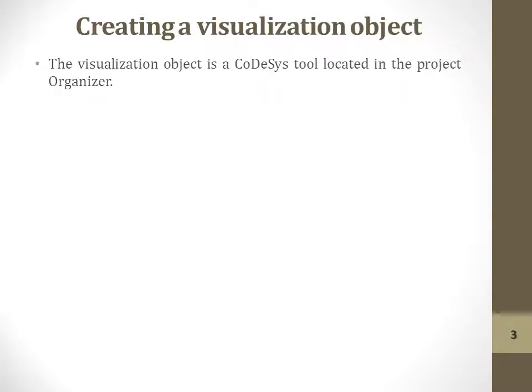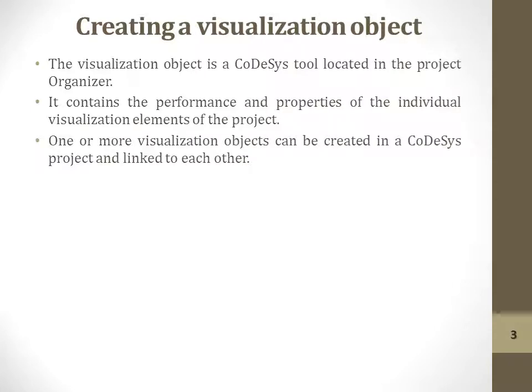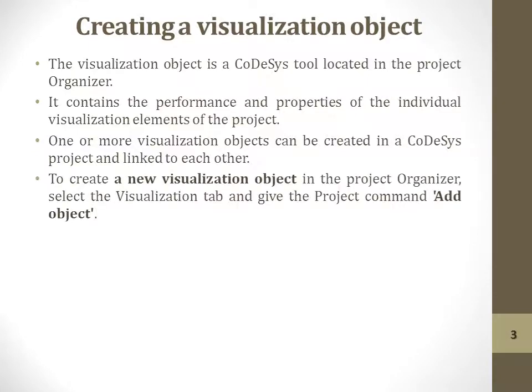The visualization object is a CODESYS tool located in the project organizer. It contains the performance and properties of the individual visualization elements of the project. One or more visualization objects can be created in a CODESYS project and linked to each other. To create a new visualization object in the project organizer, we need to select the Visualization tab and give the project command Add Object.